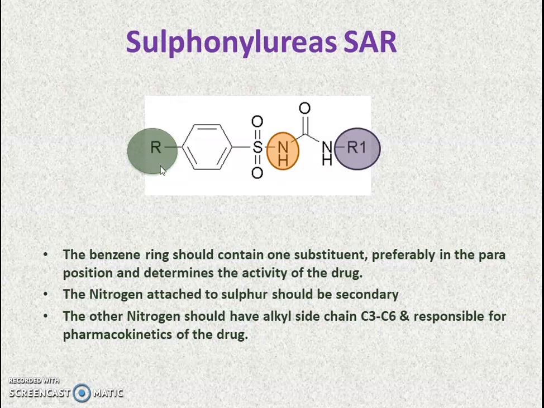As we consider the R, if there is any substitution on this phenyl ring other than at the para position, it decreases the activity. So the para position gives the optimal activity, and whatever substitutions are there, they are on the para position. Then the second is the NH adjacent to the sulfur. It has to be unsubstituted, a secondary amine. This proton cannot be substituted by any other group. If done so, then it loses activity. And thirdly, we have the substitution on the nitrogen. Over here the R1 can be varied. The length of R1 can be from C3 to C6, and this is the group which determines the pharmacokinetics of the drug.